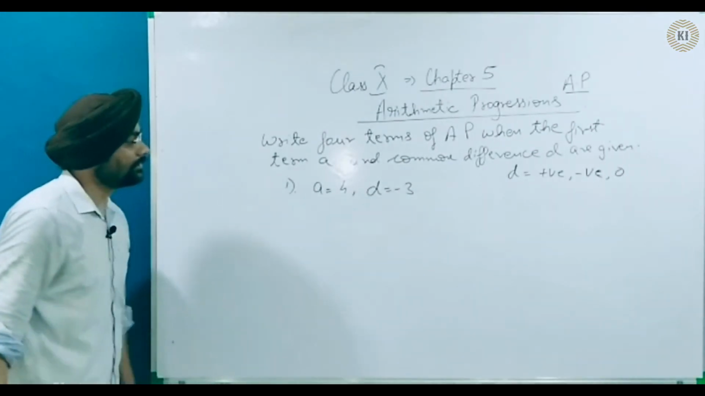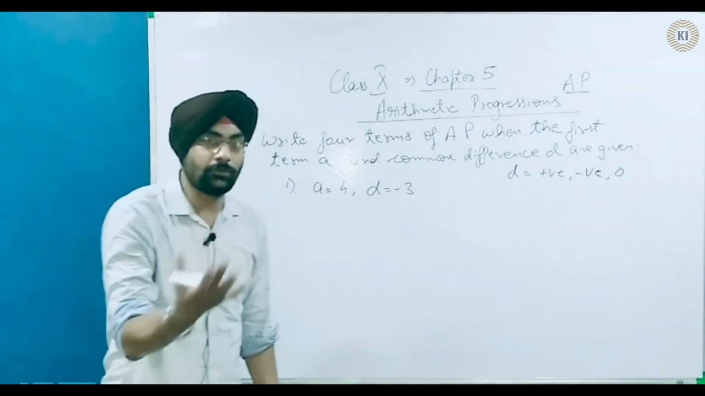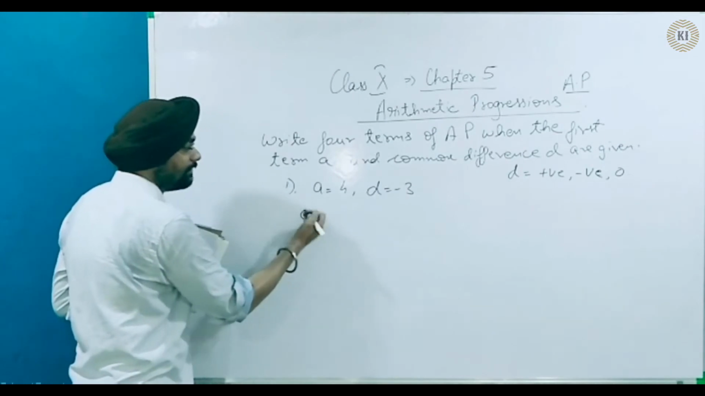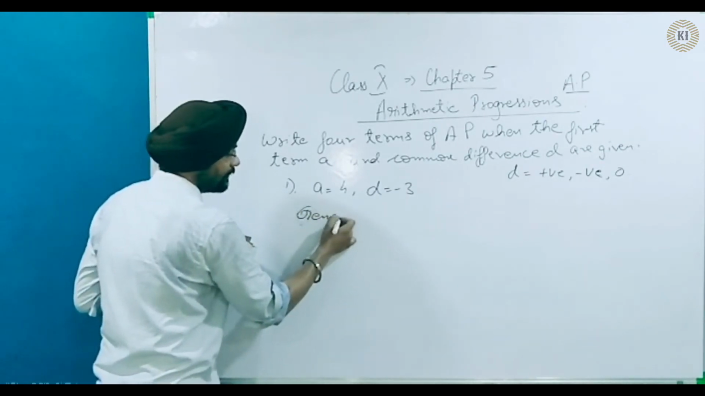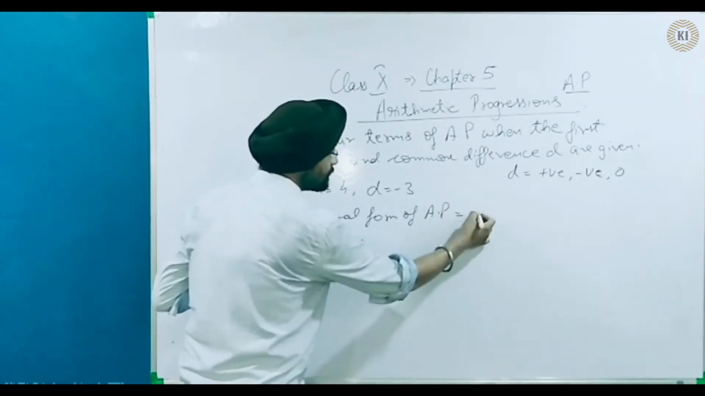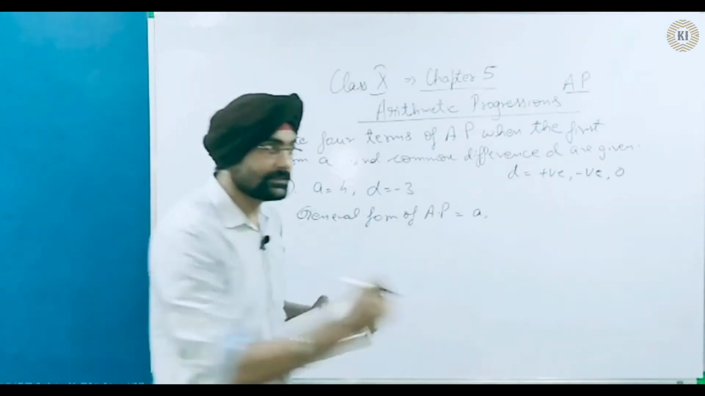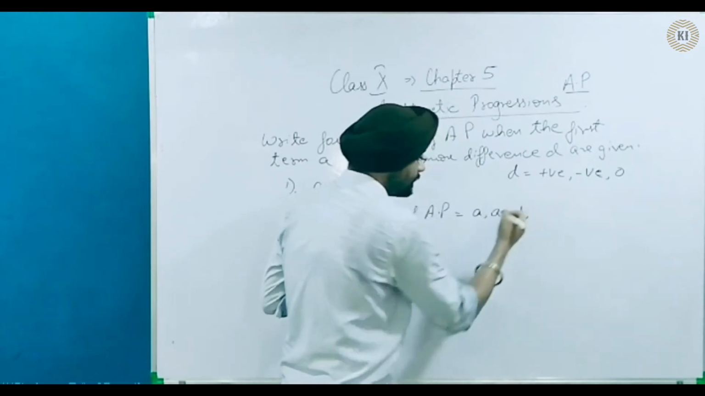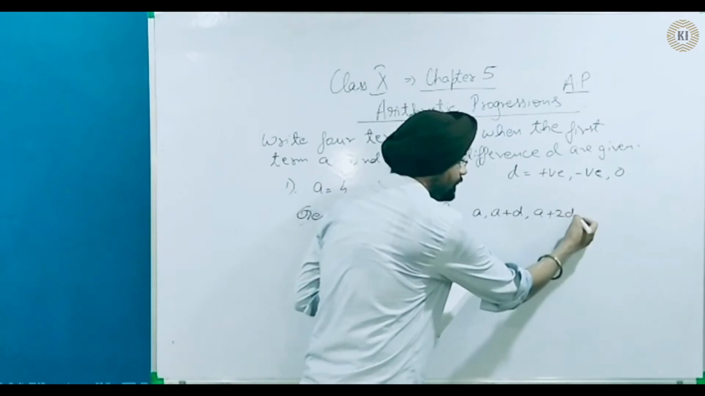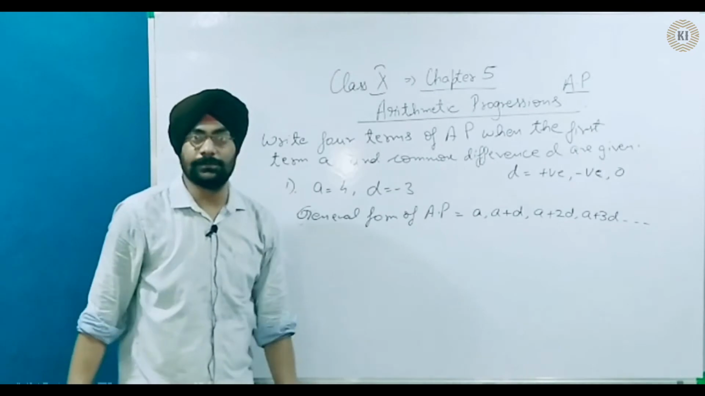Now in this, the value of A is given and the value of D is given. You have to take out the next 4 terms of an AP. So see, the first term is A. The general form of AP: the first term is always A. So for the next term, what do we do? We add a common difference. That will be A plus D. Another term we add, it will become A plus 2D, then A plus 3D and so on. In this way our series will be completed.